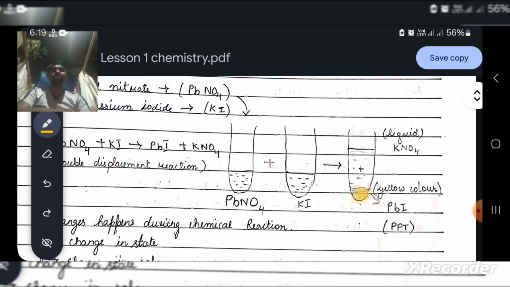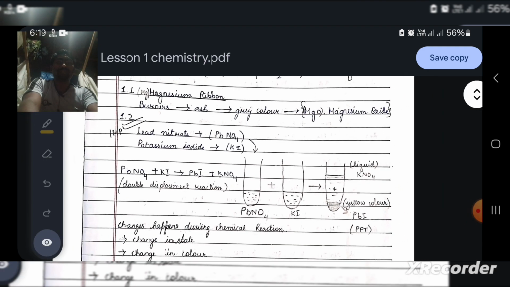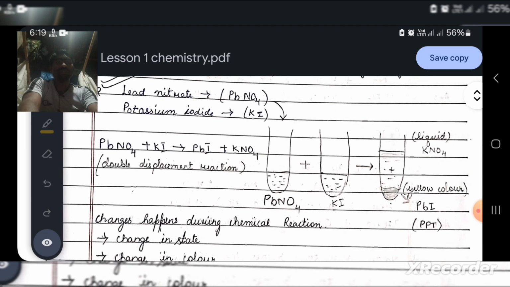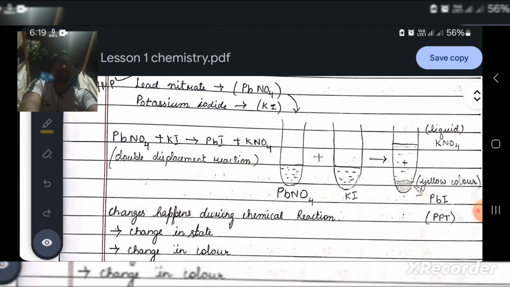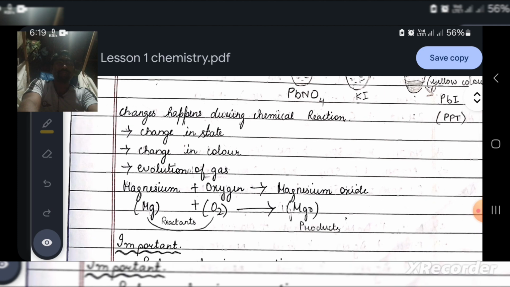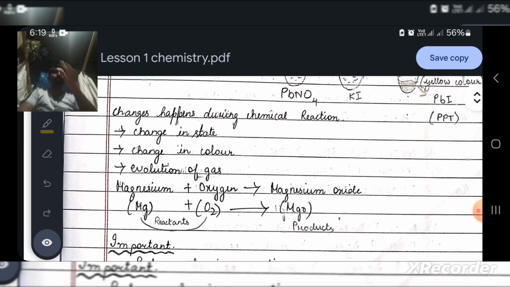These are the reactions that took place. These are the examples. I guess you have understood this one. You'll get questions from these reactions also. Acha. These are the two examples or the two activities of chemical reactions.